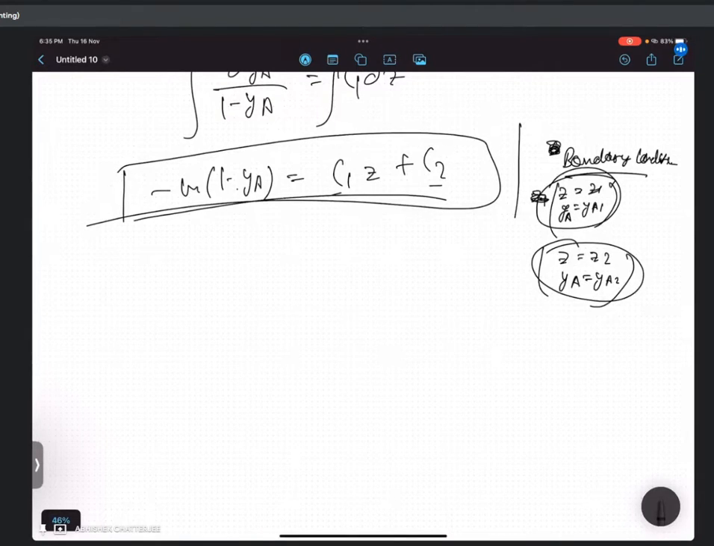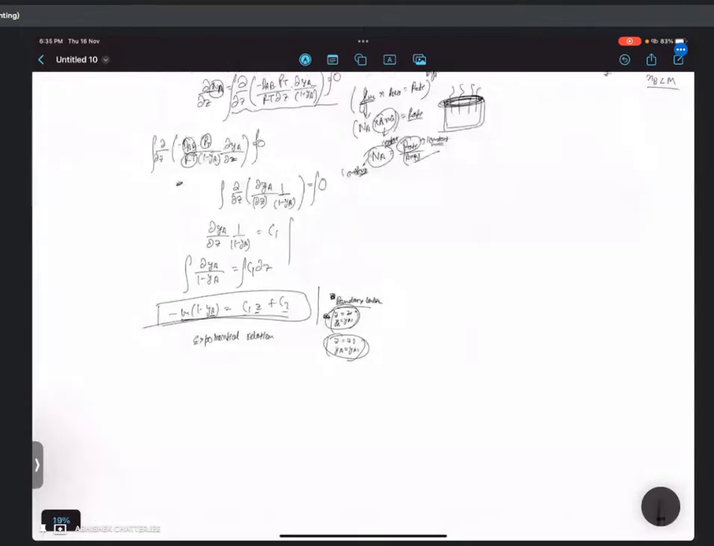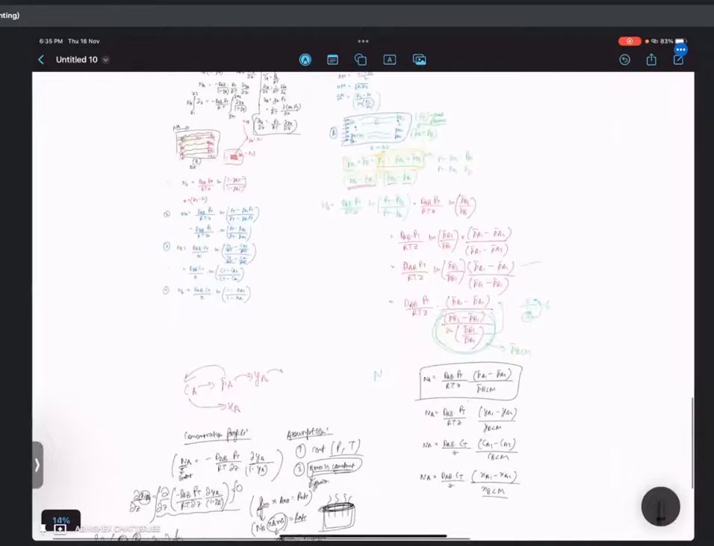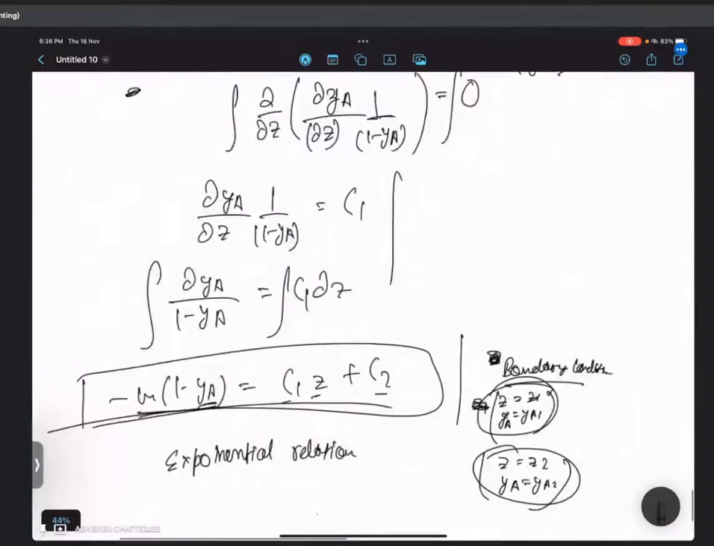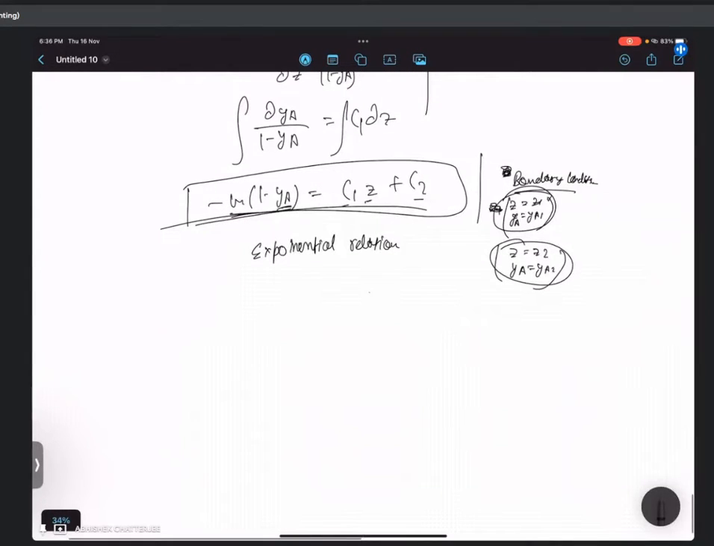After you do it, from here you can directly see the concentration profile, the relation between ya and z. This is an exponential relation. This kind of relation is known as an exponential relation. Like, it is logarithmic, but we don't say logarithmic, we call it exponential. Clear? So that was the derivation. If you now put the boundary conditions and find out the values of your c1 and c2, you will get it in this form.